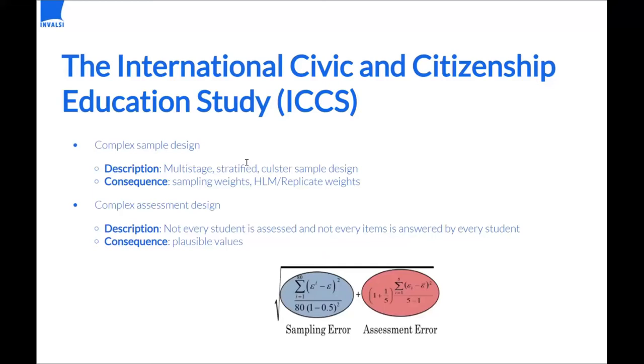So among a group of students, they answer the full test. But then what happens is that you have missing data for every student. Every student has missing data, and you have to impute this data. This is known as the plausible values, which in practice is nothing more than having multiply imputed data sets for the cognitive part. But that also has an implication when you want to do the analysis.